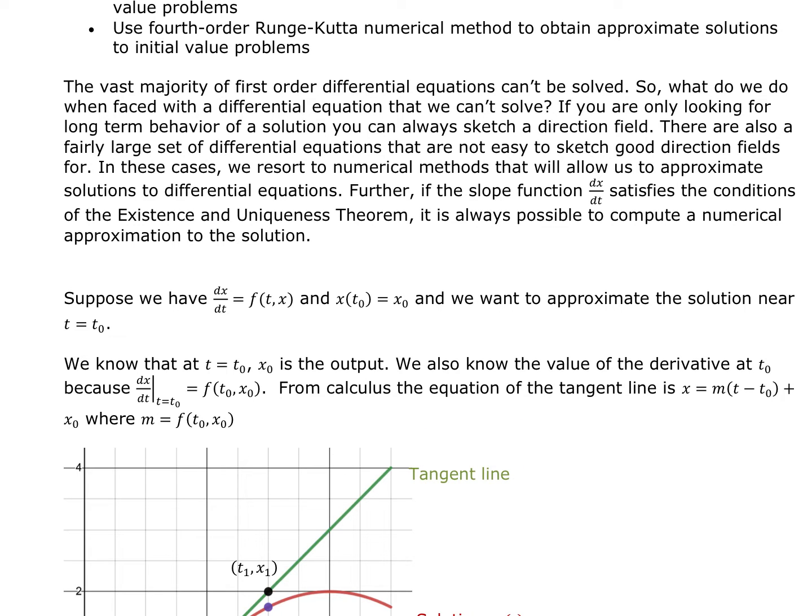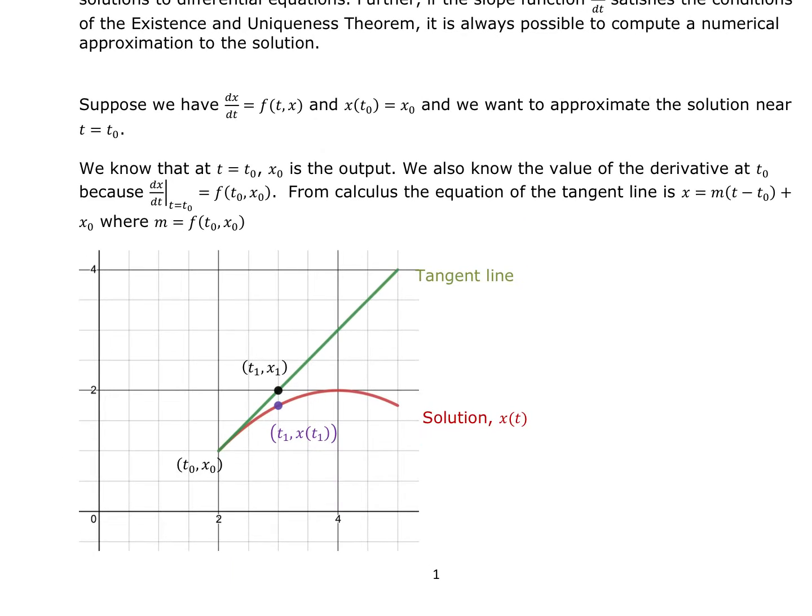Now, if we use the methods that we have learned in calculus, we know the equation of the tangent line: x is going to be equal to the slope times (t minus t naught) plus x naught, where the slope is the derivative, and we're defining the derivative as dx/dt evaluated at t equals t naught. Then we're going to get this tangent line, and here's our solution, and we're going to get an approximation, right?